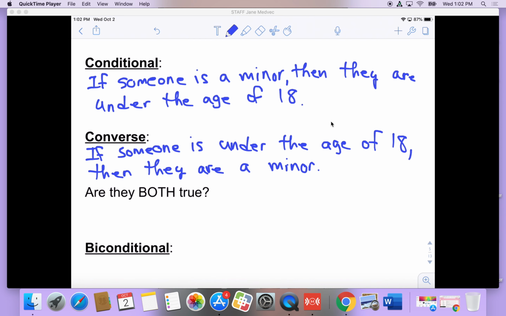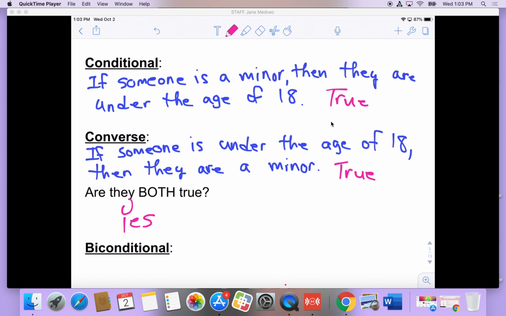Now we got to decide, are they true? Let's look at the conditional statement. Okay? If someone is a minor, then they are under the age of 18. Is that true? That is true. Yep. True. If someone is under the age of 18, then they are a minor. Is that true? That is true. So because they're both true, I can write a biconditional statement.